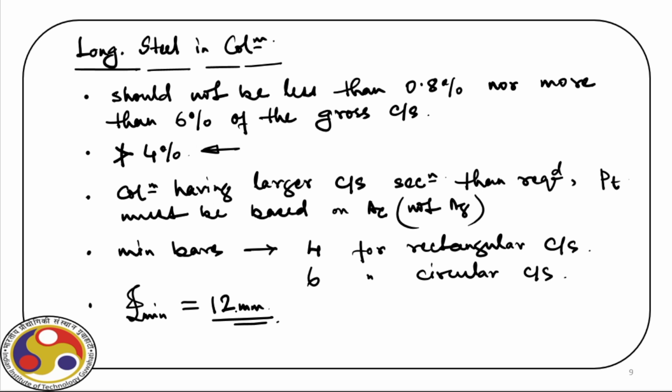Quickly, if I summarize, the minimum diameter is 12 millimeter, then at least 4 bars for rectangular or square cross sections, and 6 for circular cross sections. Then we should not go beyond 4% of the steel. If there is a requirement beyond 4%, we have to redesign the cross section. However, the code says maximum limit of 6% and a minimum limit of 0.8%, right? Okay.